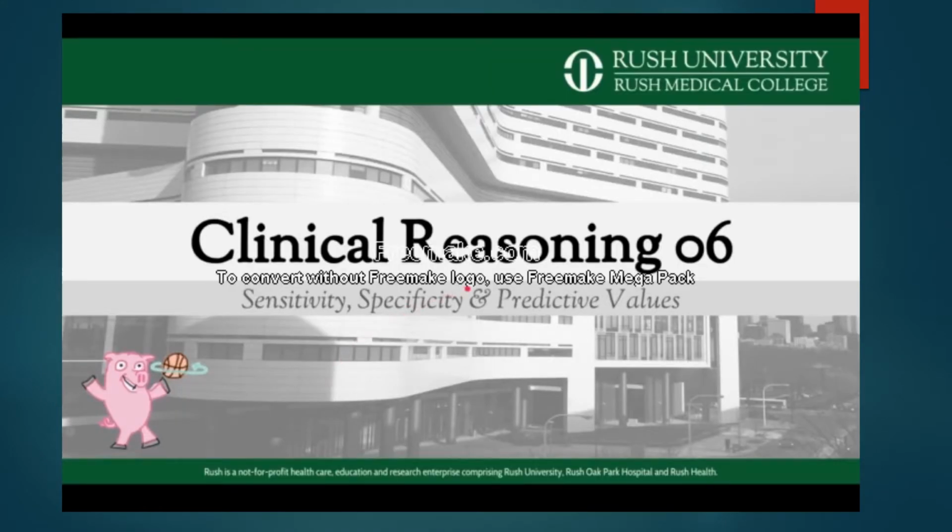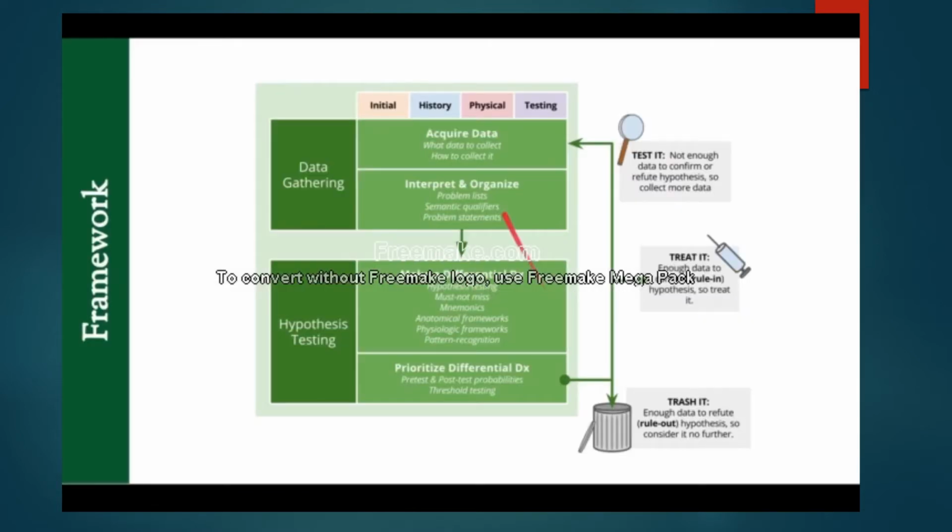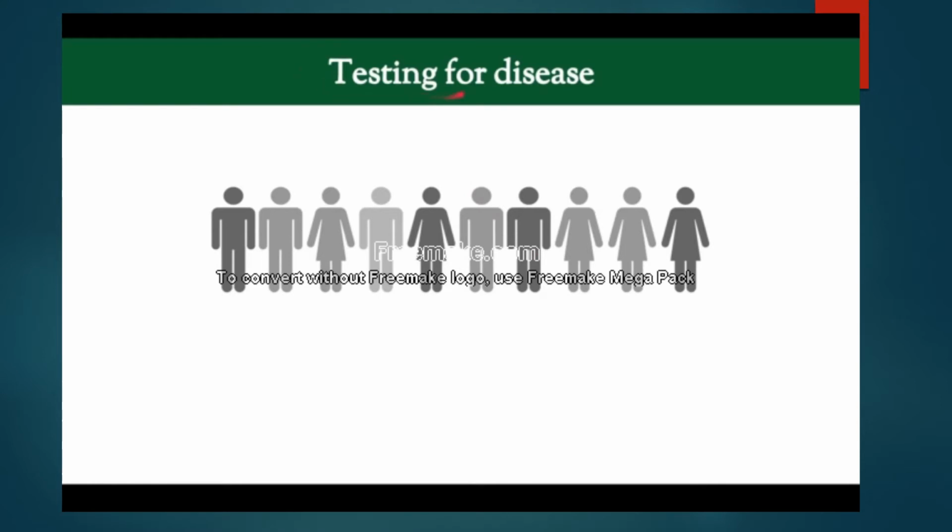Okay, welcome to the 6th video on clinical reasoning, and this one is about sensitivity, specificity, and predictive values. So we're going to talk now about testing for disease.